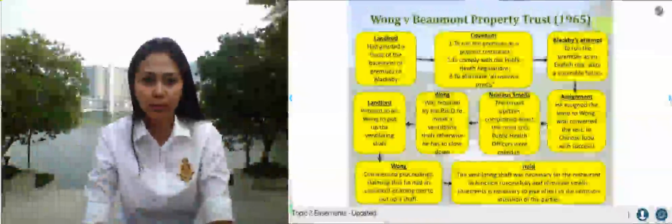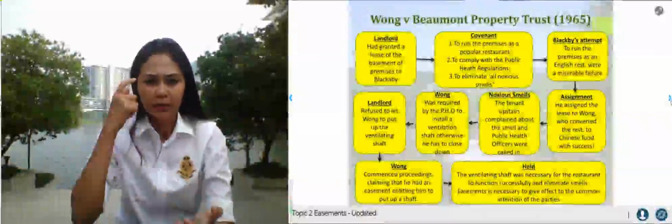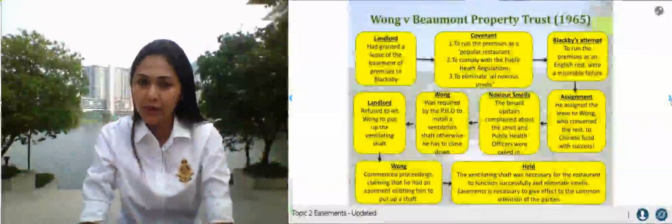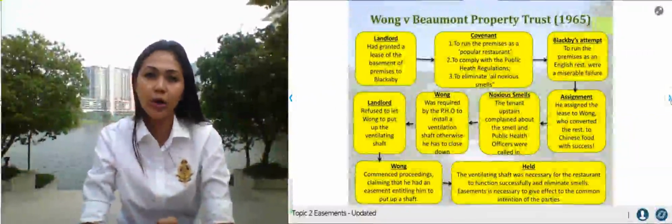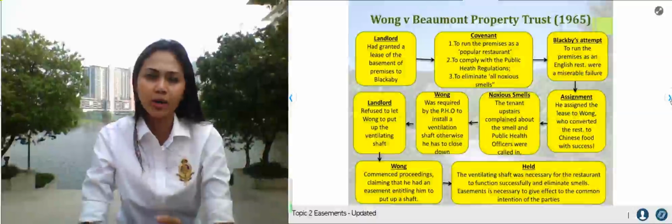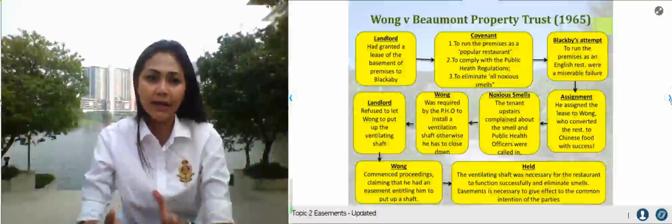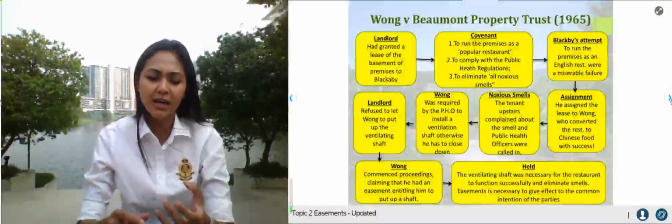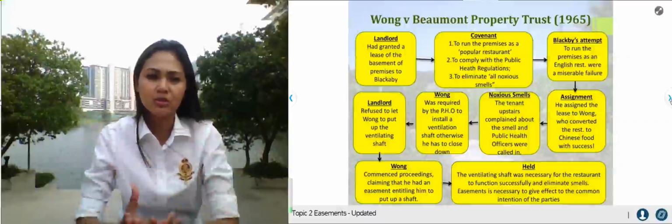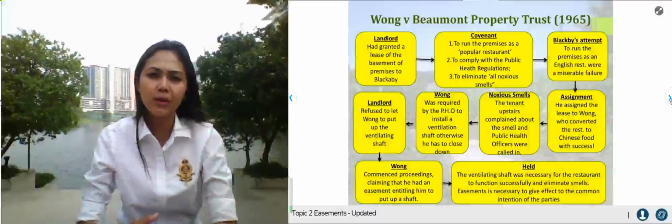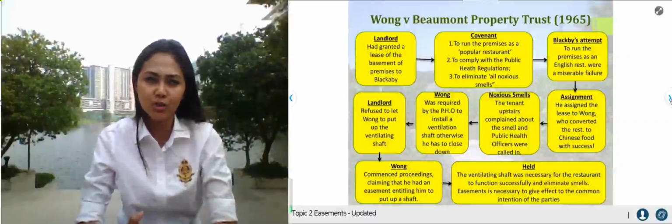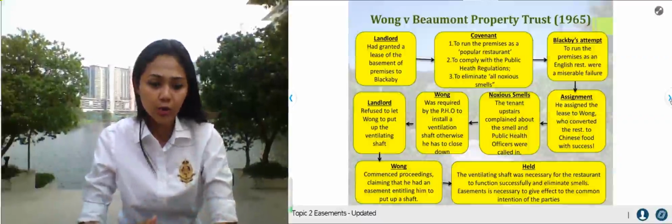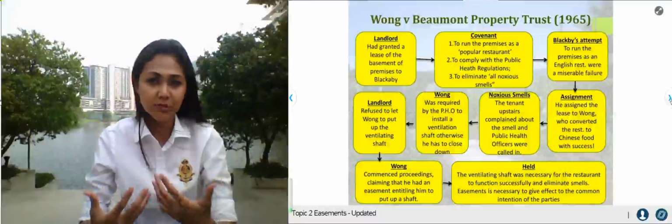Alright, so these are the facts of the case of Wong and Beaumont Property Trust. So I'm just going to go through very quickly what happens in the case of Wong and Beaumont. So you have a landlord who granted a lease to Blackbee for Blackbee to run a restaurant. So it comes with three covenants. As you can see, it is to run this restaurant as a famous restaurant, to make sure you comply with the public health regulations, and to make sure whenever you cook, you don't produce any of this type of smell.